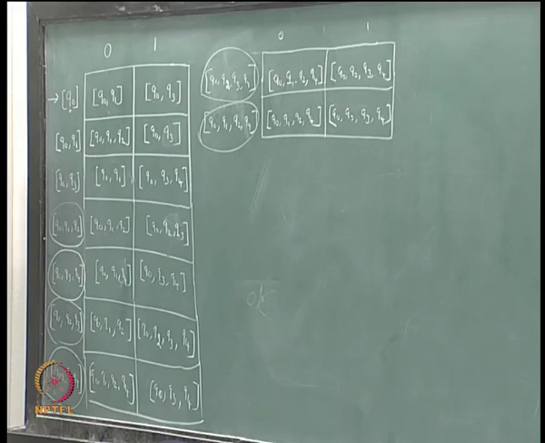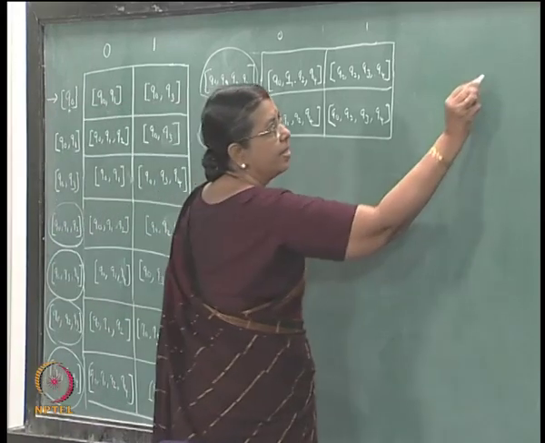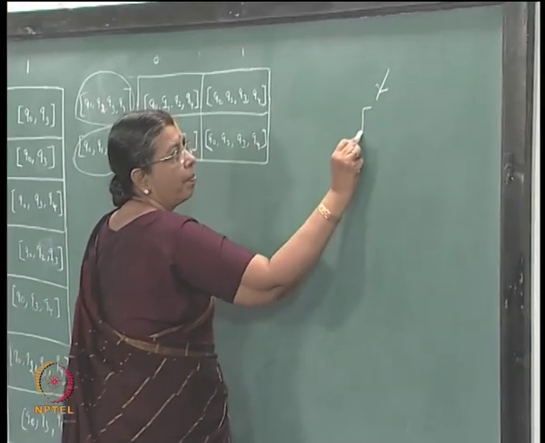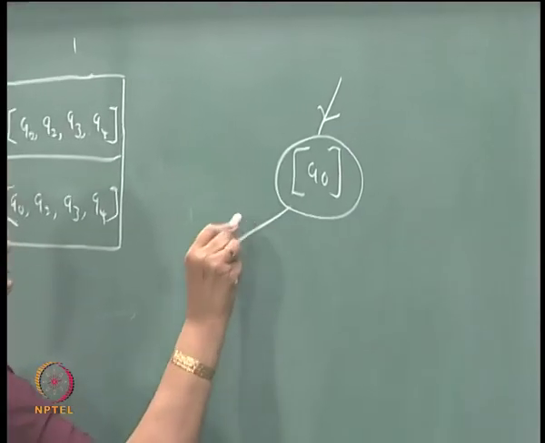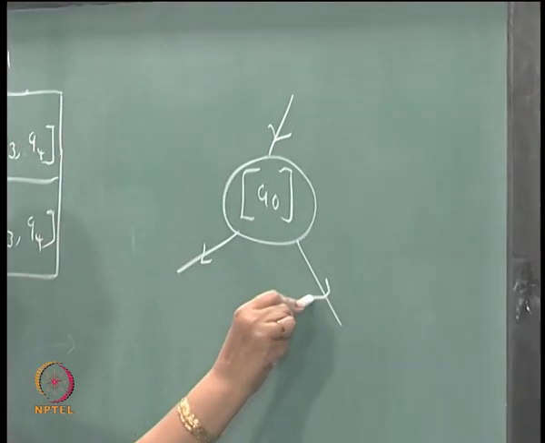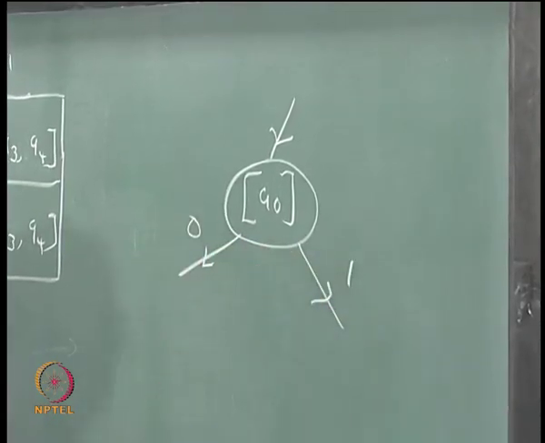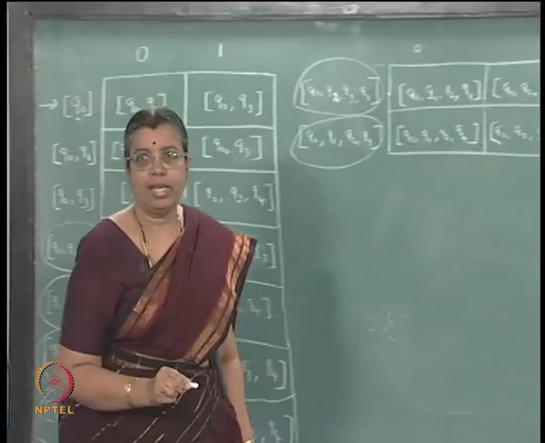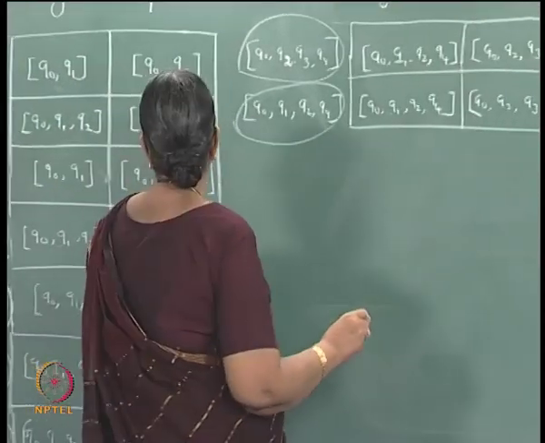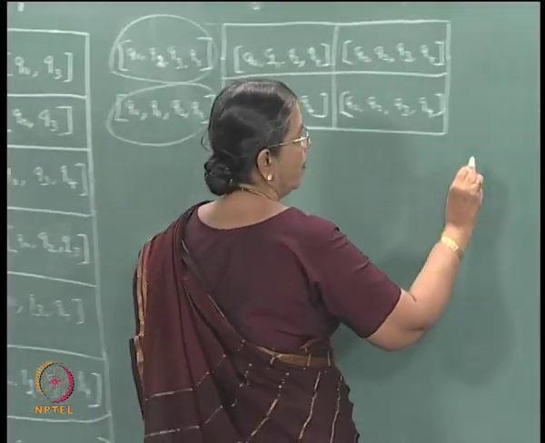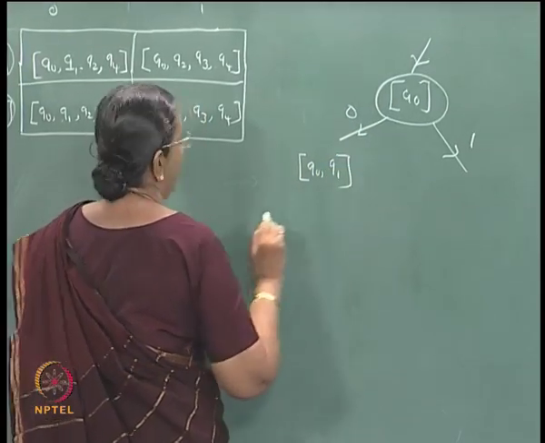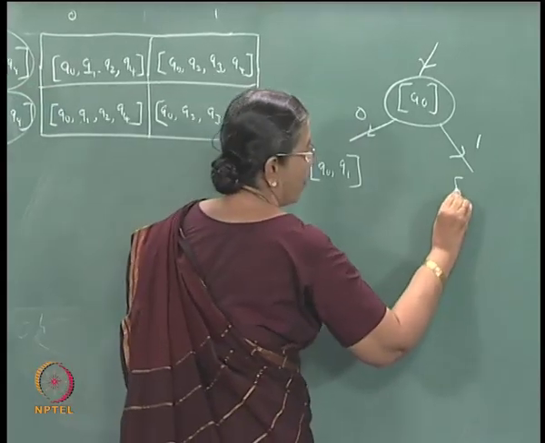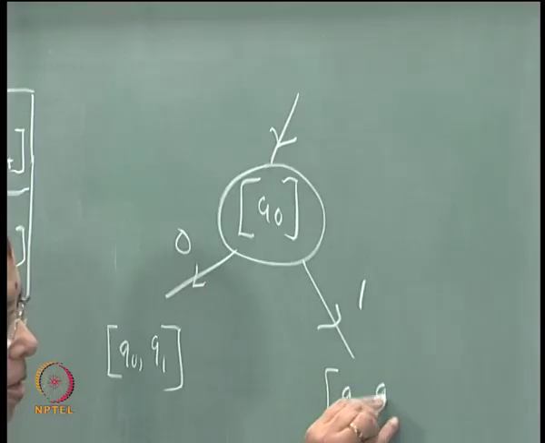Now, if you draw the state diagram of this machine, it will be like this. Start from Q0. If it is a deterministic diagram, there should be an arc with label 0 leaving, there should be an arc with label 1 leaving. So, when you get a 0, you go to Q0, Q1. When you get a 1, you go to Q0, Q3.